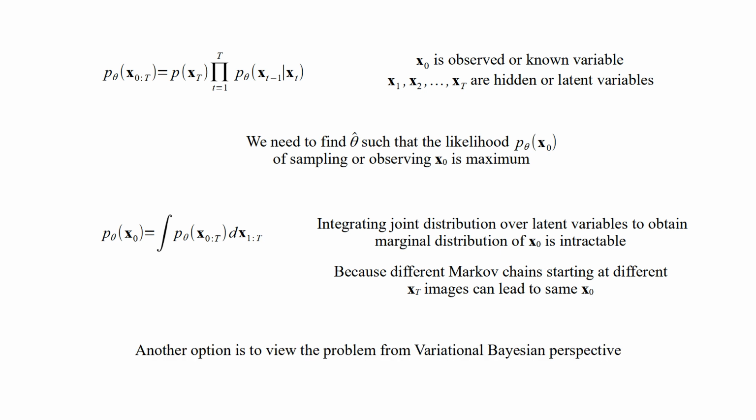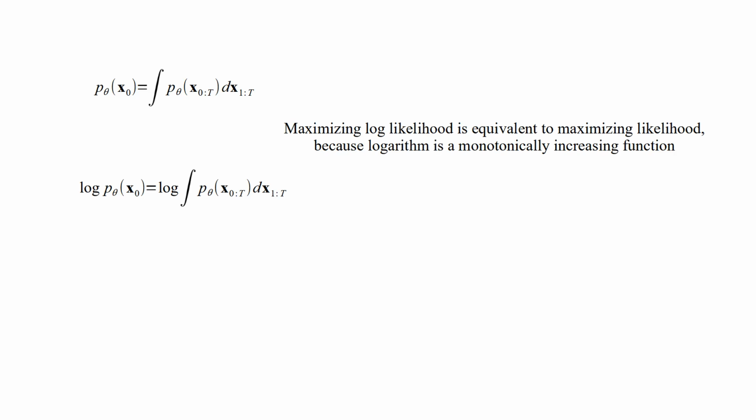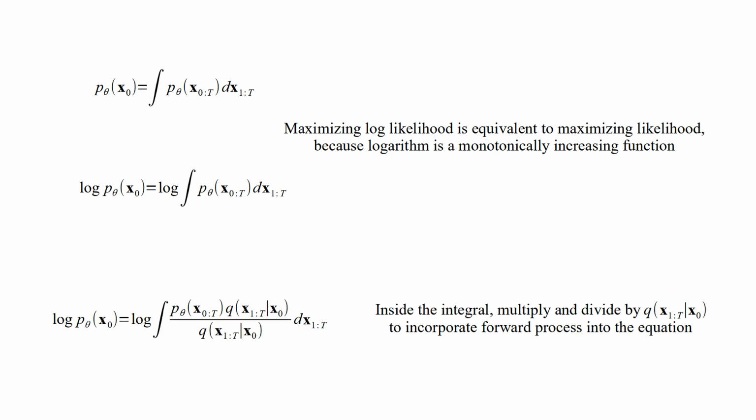Another option is to view the problem from variational Bayesian perspective. Maximizing log likelihood is equivalent to maximizing likelihood, because logarithm is a monotonically increasing function. Inside the integral, reverse joint distribution is multiplied and divided by forward joint distribution to incorporate forward process into the equation.